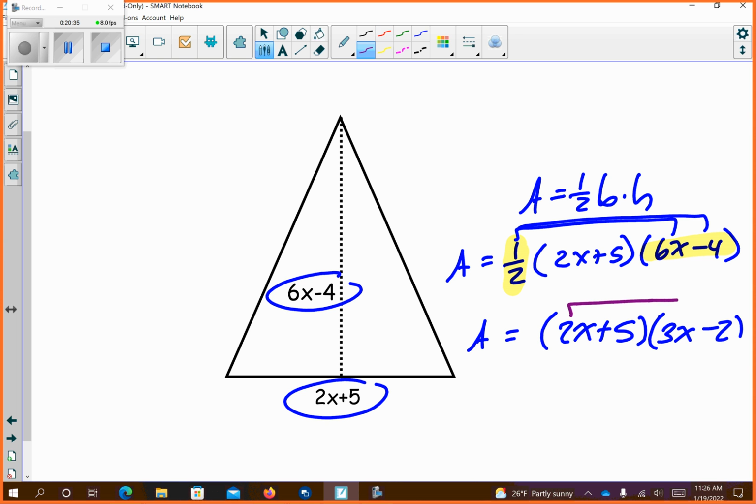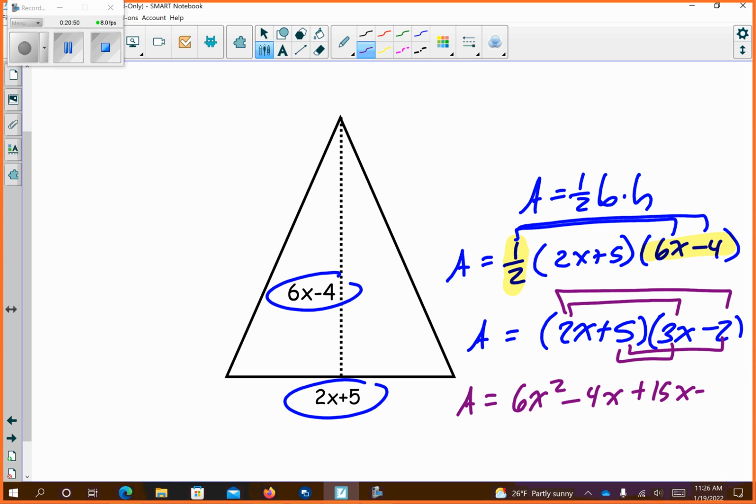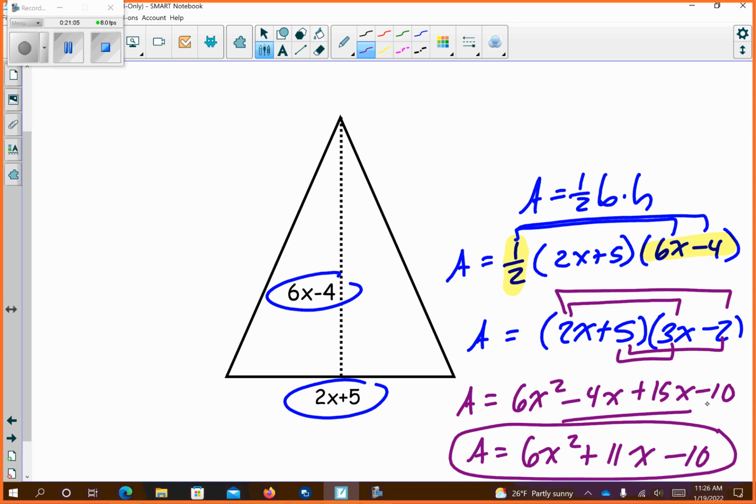All right. 2x times 3x, 6x squared. 2x times negative 2, negative 4x. 5 times 3x, 15x. 5 times negative 2, negative 10. Like terms. This is definitely one that you want to take a really good look at. So that's what the area of the triangle is.